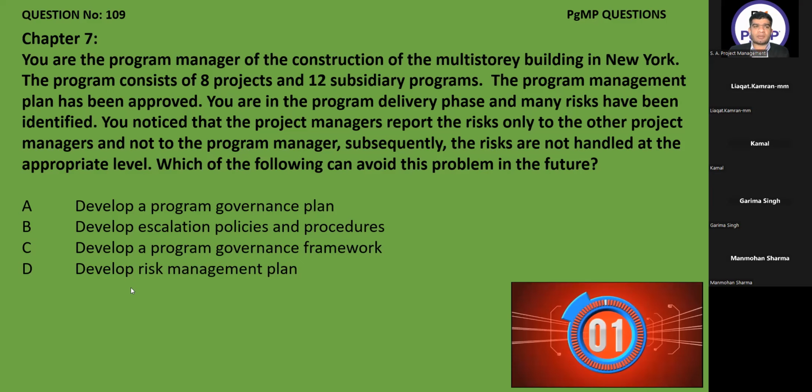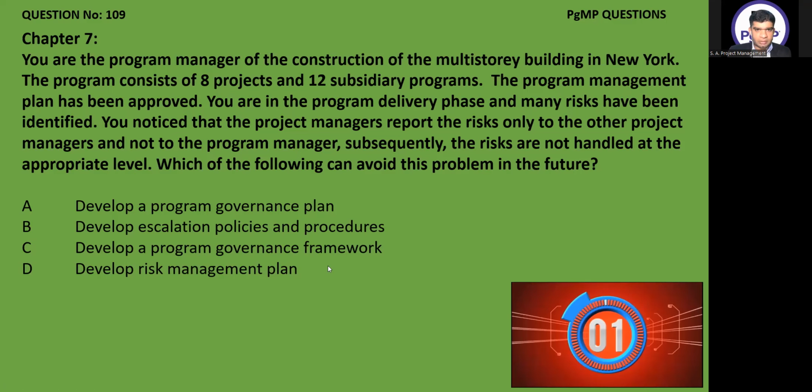Whenever you get a question about the risk management plan, he will always give you that answer in the options. But whenever he talks to you about handling the risk at any particular level, the correct answer is escalation policies and procedures, which is B in this case. Is it clear? Risk management plan will not tell you at which level you have to handle the risk. Good. Last time we had a long discussion with Hamid Saab also on this topic. So now it's clear to everyone. Next.